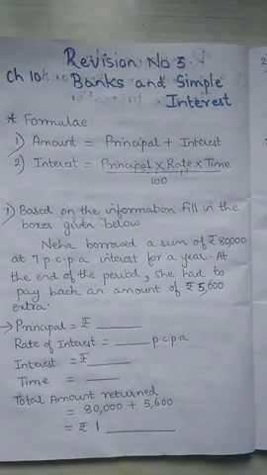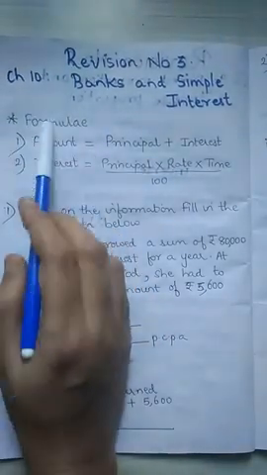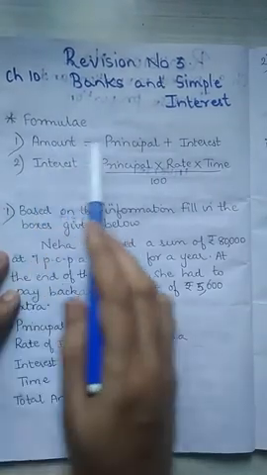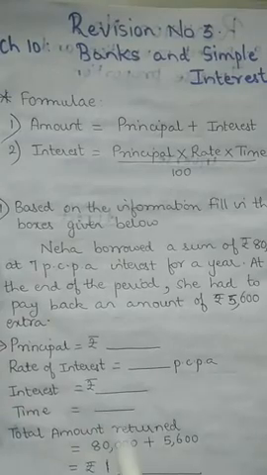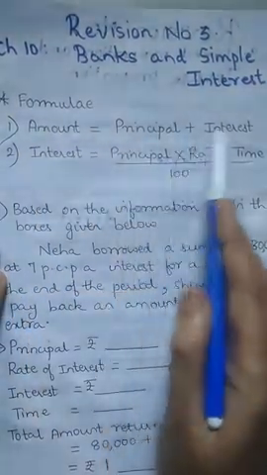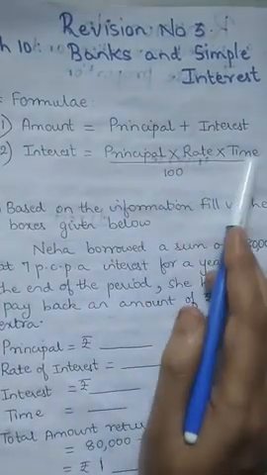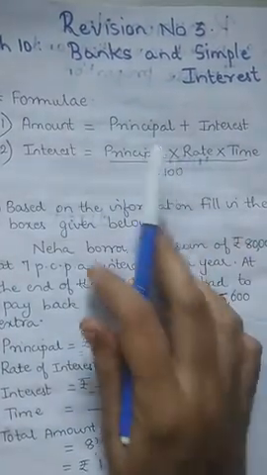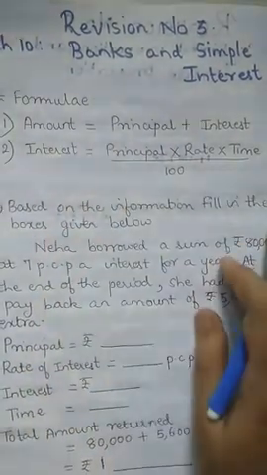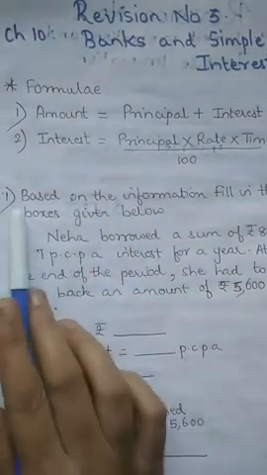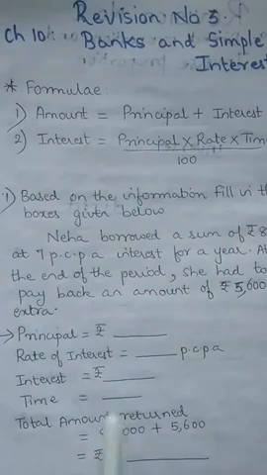In Bank and Simple Interest, the first thing that you need to do is study the formulas. There are two formulae that you need to study. First, amount is equal to principal plus interest. I repeat, amount is equal to principal plus interest. And second one, interest is equal to principal into rate into time upon 100. These are the two formulas. Based on this, all the sums have been solved, so you have to study this for your exam. This was only the formulas. Let's start with the sums.